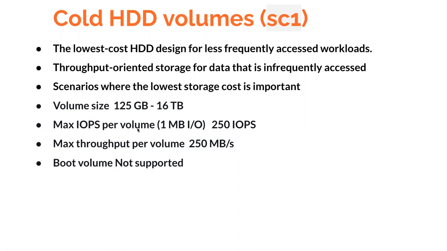Maximum IOPS per volume is 250 IOPS. Maximum throughput per volume is 250 MB per second, and boot volume is not supported. That means you cannot attach it as a boot or root device to the EC2 machines.